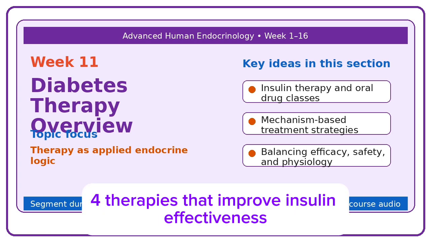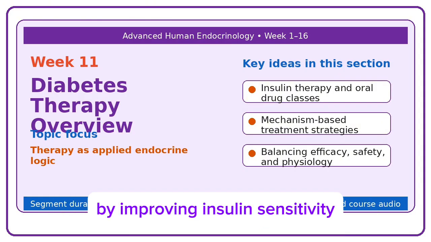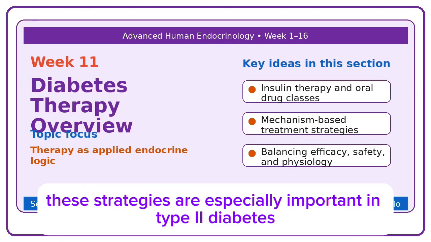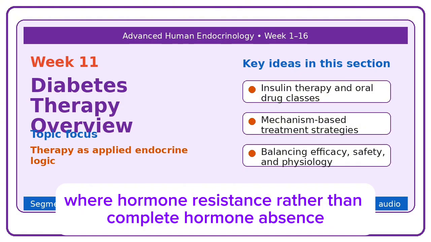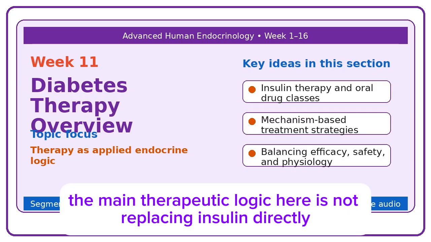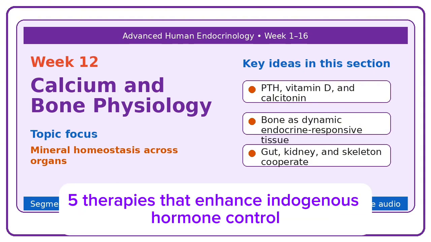4. Therapies that improve insulin effectiveness. Some diabetes therapies work primarily by improving insulin sensitivity or reducing excessive hepatic glucose output. These strategies are especially important in type 2 diabetes, where hormone resistance, rather than complete hormone absence, is often central to the physiology. The main therapeutic logic here is not replacing insulin directly, but improving how the body responds to available insulin.